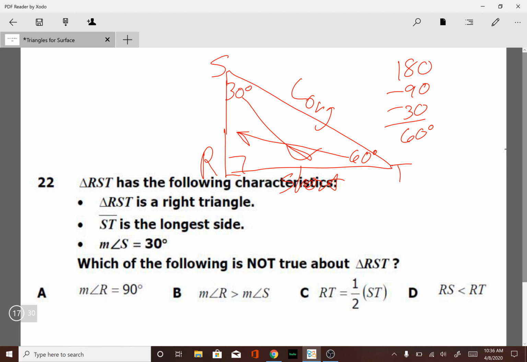So RS being less than ST, that is going to be correct also. It's the only thing that's not correct. It's going to be C, that RT is going to be 1/2 of ST, because it'll actually be a little bit longer than that.